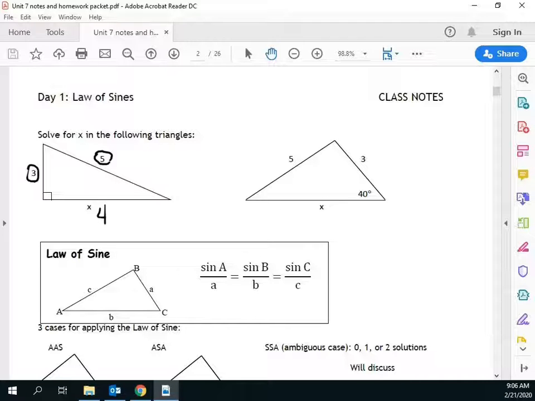So if you found the hypotenuse, squared it, and subtracted the leg, which is 3, squared, then take the square root, you end up with 16, and the square root of that gives you 4. What about finding the next one?